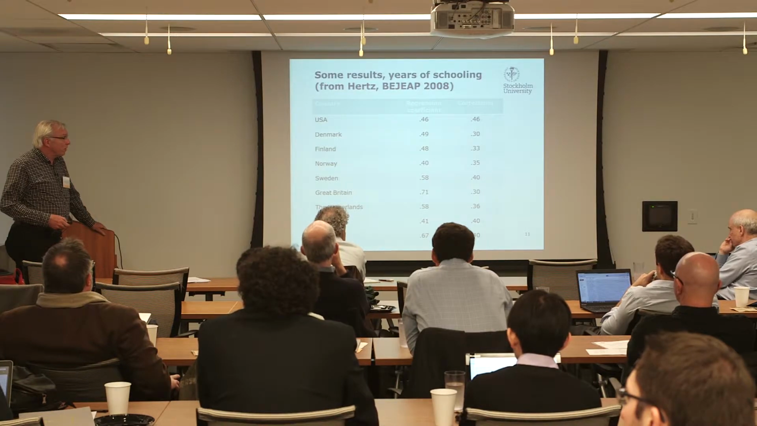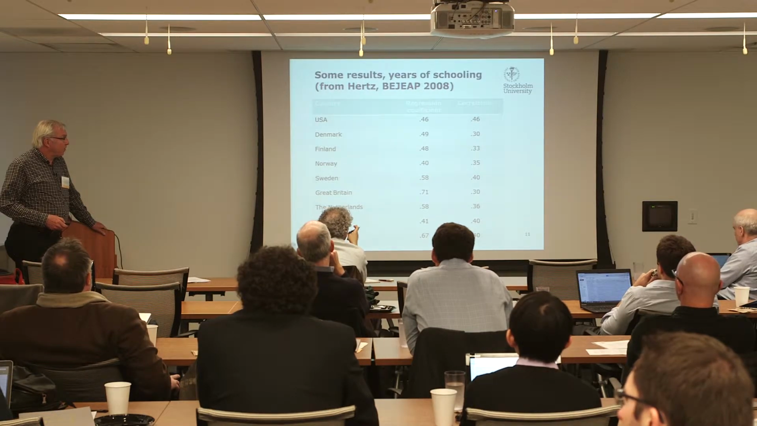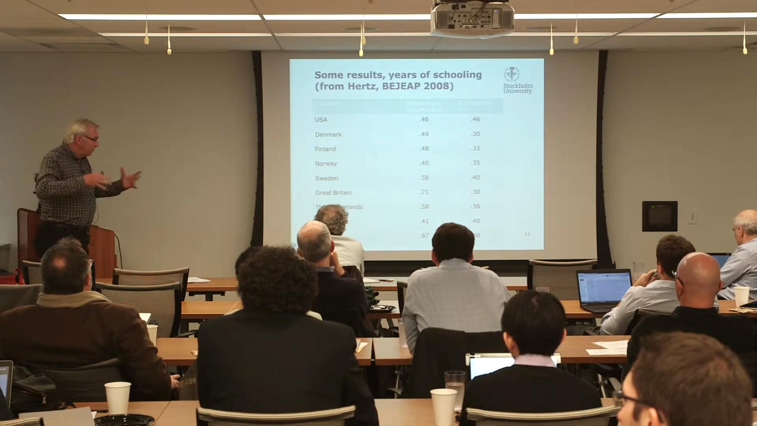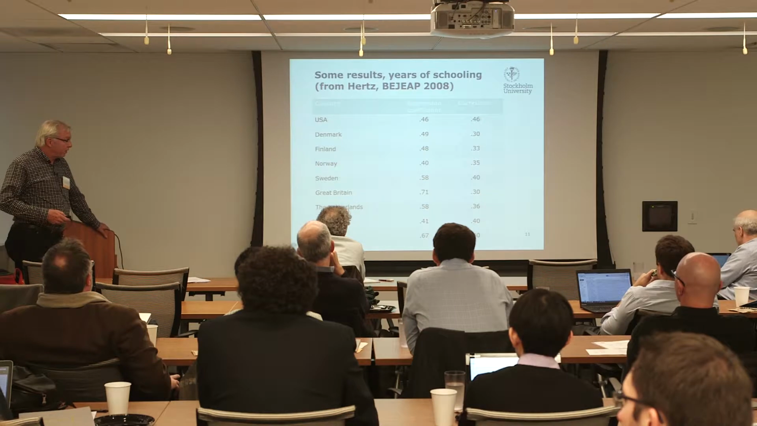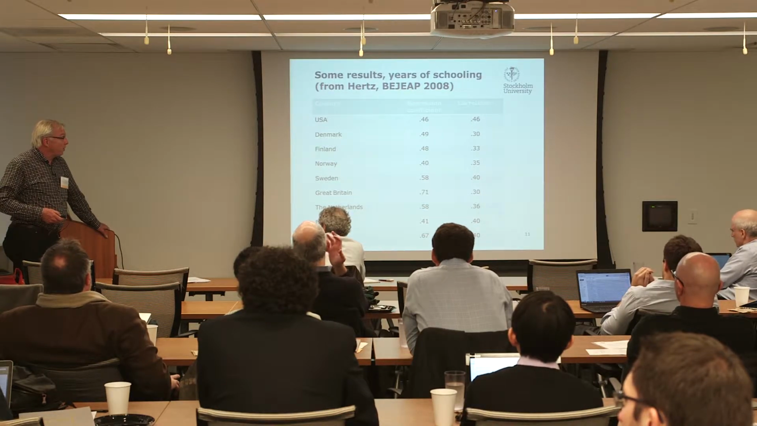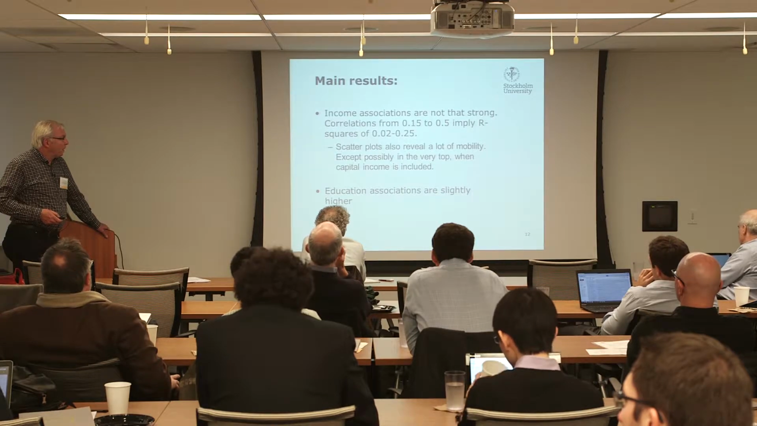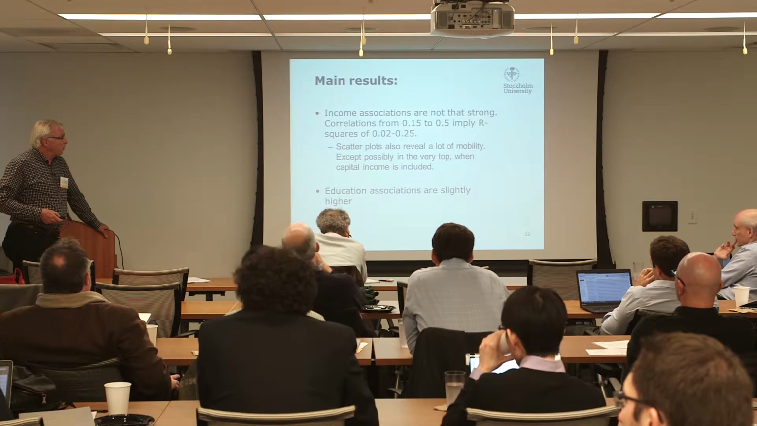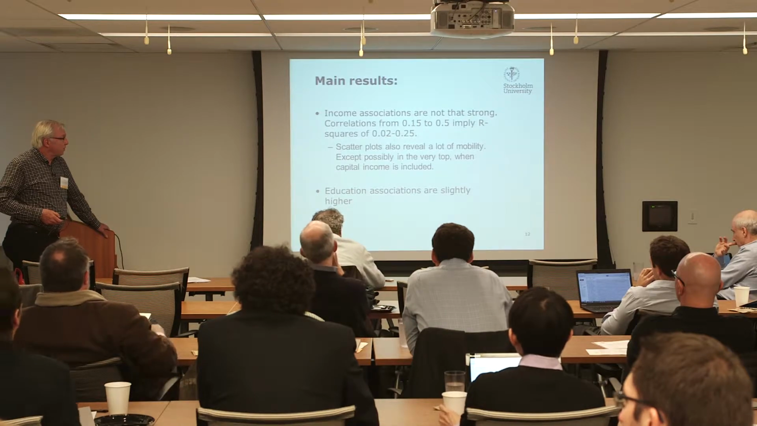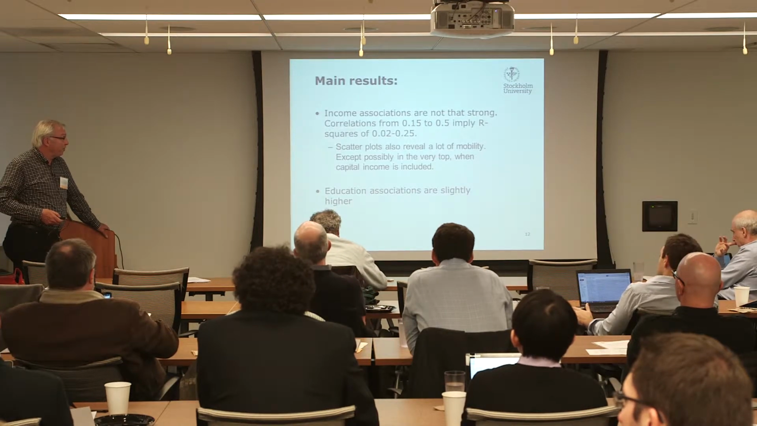Also for years of schooling, it seems as though the correlations are a little bit higher. The differences here between regression coefficients and correlations are much larger for obvious reasons, that the school system changes over time. But a little bit higher correlations, but not very much higher. So the main result here is that the income associations are not that strong, and correlations, as I have said before, and scatter plots reveal a lot of mobility.